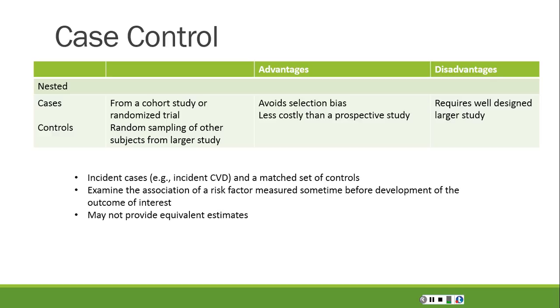Some examples of this would be an incident case, such as those having cardiovascular disease, with a matched set of controls. This would allow you to examine the association of a risk factor that was measured sometime before the development of the outcome of interest. However, this may not provide equivalent estimates.